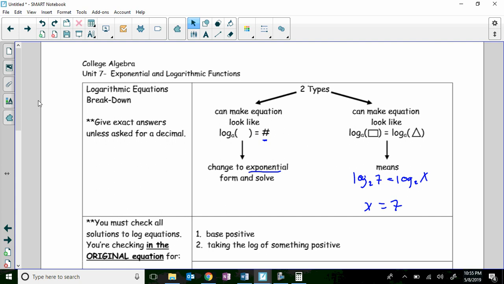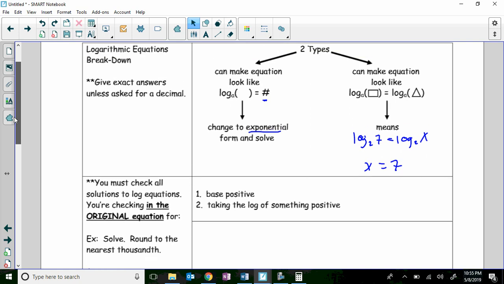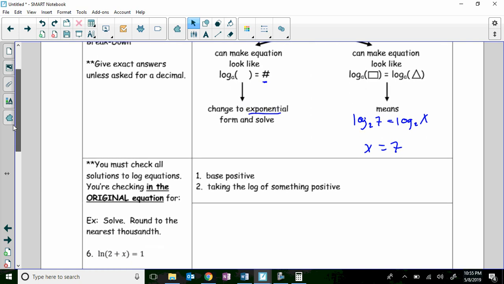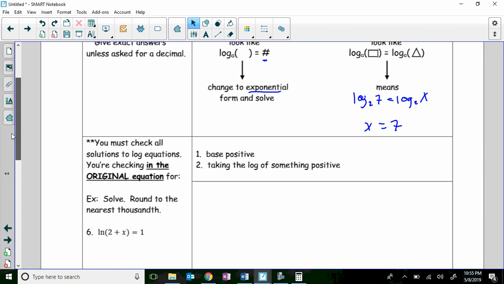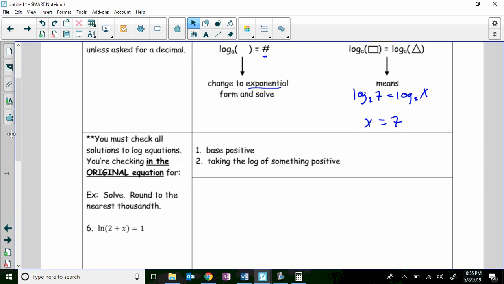Do you have something like that that you can do? Now there are some of your rules from lesson 3 that will come into play here as well, as far as bringing logs together and pulling them apart. Make sure you check all equations in the original equation, and this is because we do get a lot of extraneous solutions with this, so make sure you check for that. You need to make sure the base is positive and that you're taking the log of something that's positive. We won't take logs of negative numbers. That has to do with your domain value.